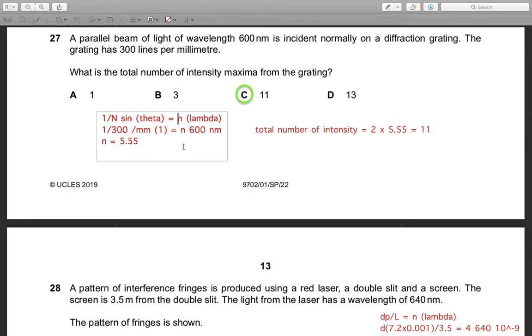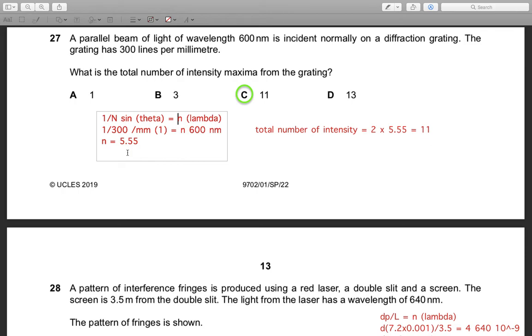And n is the order of the intensity in the grating. And lambda is provided as 600 nanometers. Actually, we need to change millimeters into meters, and nanometers also into meters. But if we calculate, this is around n equals 5.55.